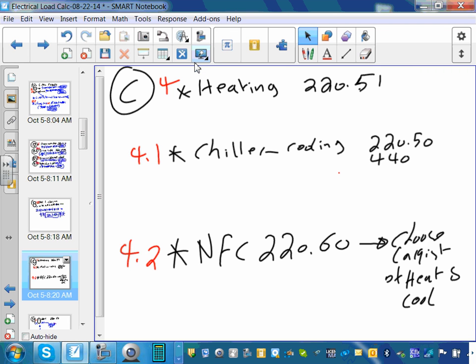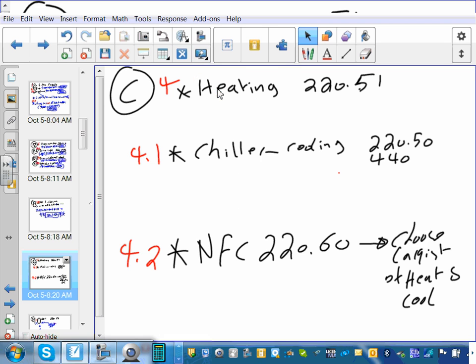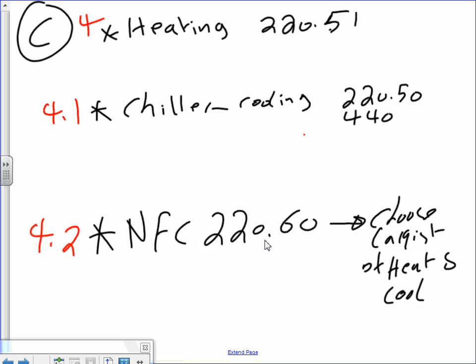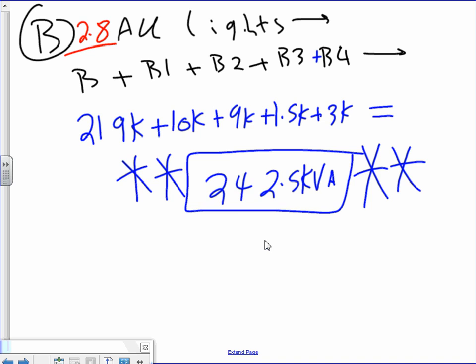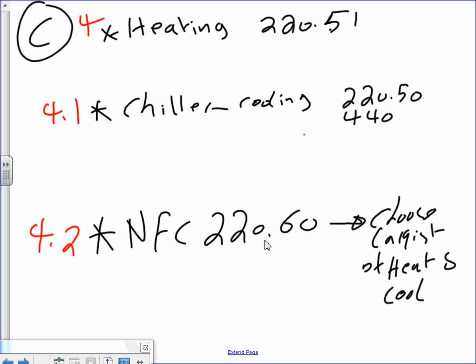They have continuous load. Okay, let's go to heating and cooling. Let me highlight that one, go back into heating and cooling. Do me a favor, go to 220.51, will ya? 220.51 for heating. Right, we did lighting. Let's go to heating and cooling. You can see we're going just one step, one load at a time, right?